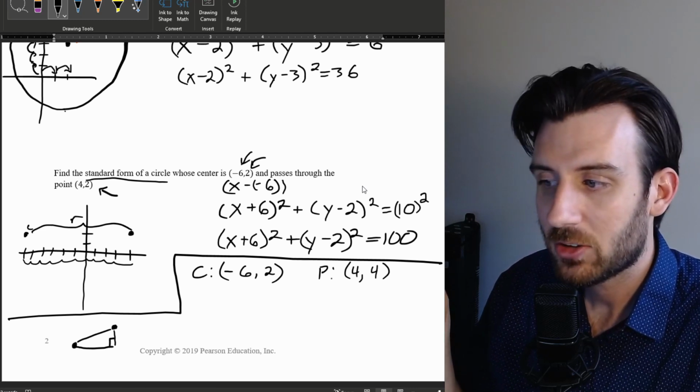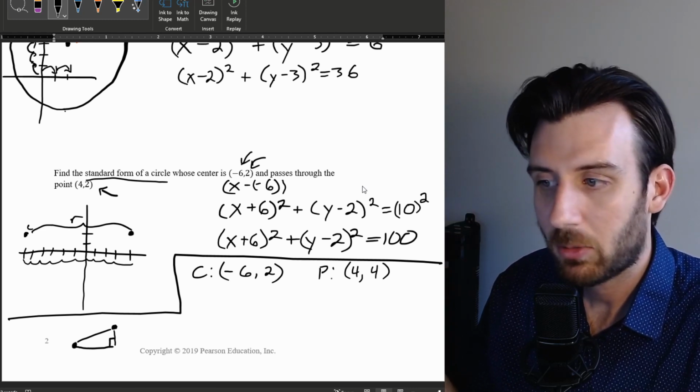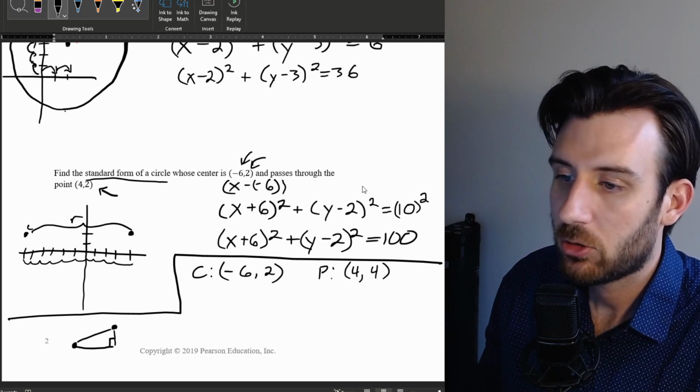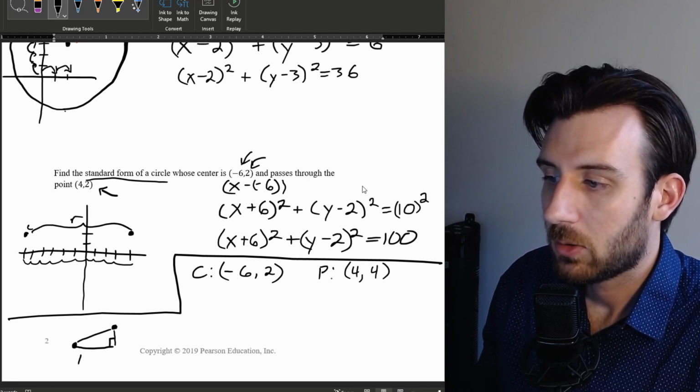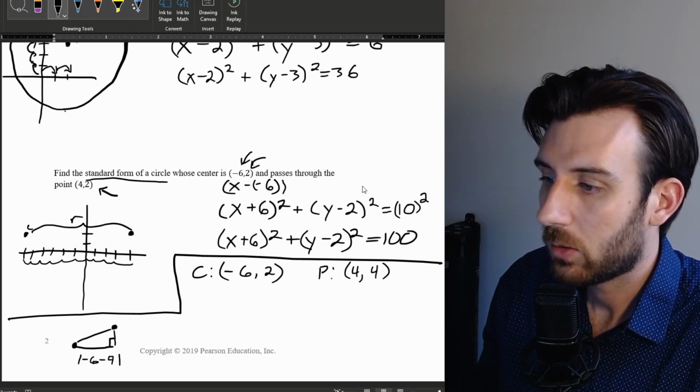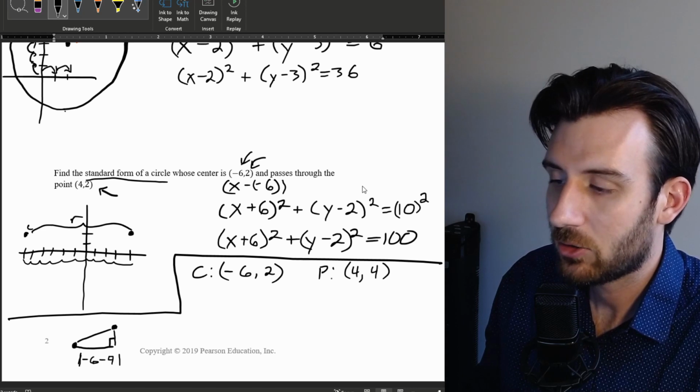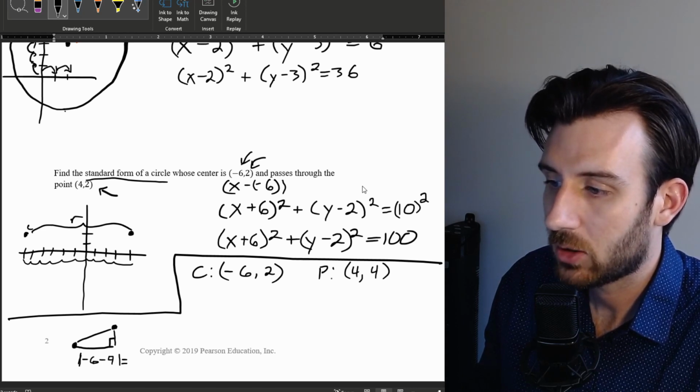So let's just use this idea of, again, this right triangle to get my radius. Okay, so I'm trying to go from the center to this point. That would be, how far is my x direction? That would be the absolute value of -6 minus 4, right? Because I use absolute values when I'm finding my distance. So that's absolute value of -6 minus 4 equals 10.